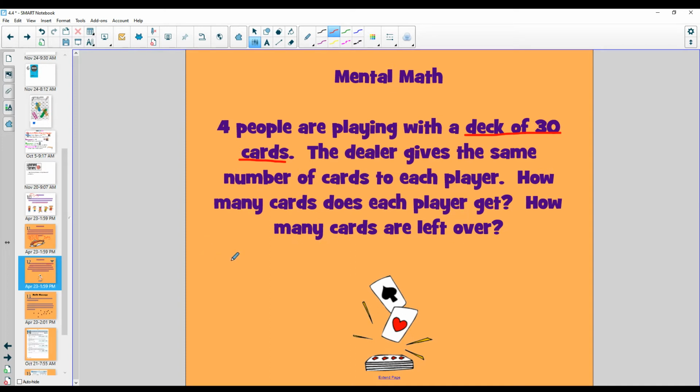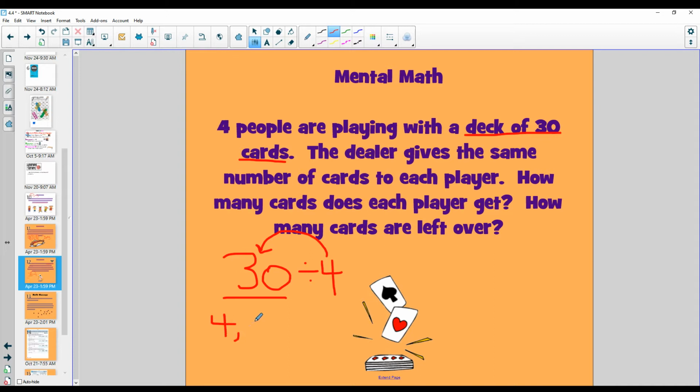All right, so let's think here. The problem we are trying to figure out is 30 divided by 4. How many times do we have to count by 4 to get to 30 without going over? Because we would run out of cards. We only have 30 cards. So let's count by 4s.